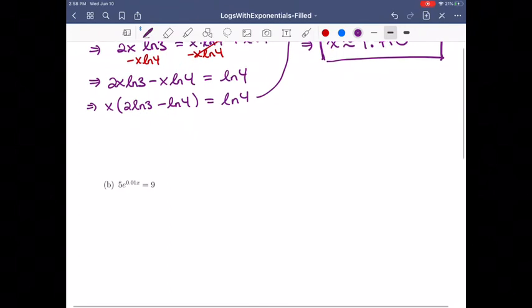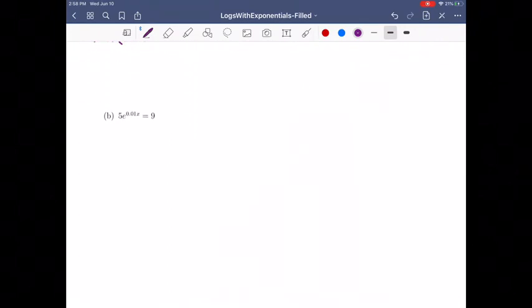Okay, let's try one more. So here I have 5 times e to the 0.01x equals 9. Before I take the ln of both sides, so if I took the ln of both sides right now, I'd have ln of this thing. Okay, this is not a power to 5. So that means I wouldn't be able to drop it down.